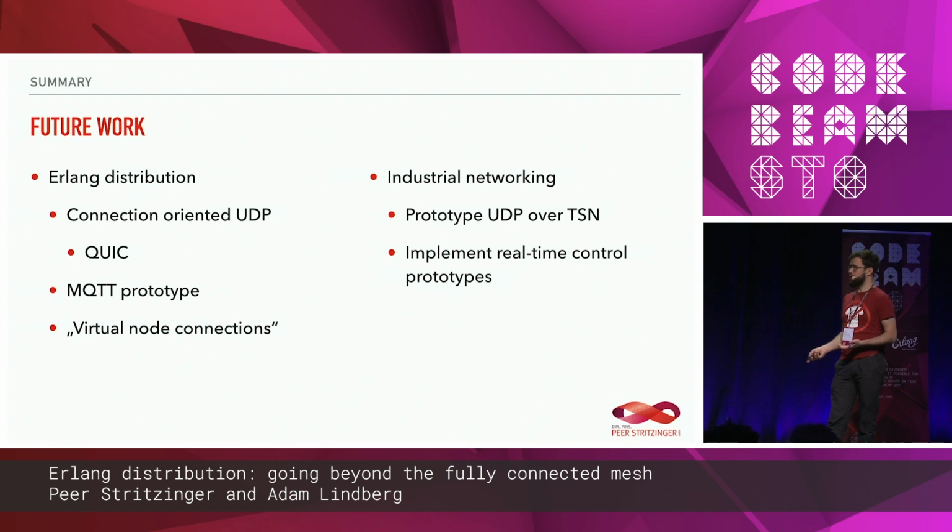So for future work, we're looking at connection-oriented UDP. Maybe this makes sense somehow. There are a few different implementations out there. One example is Google's QUIC protocol, which might actually be nice for Erlang distribution. We're looking at doing an MQTT prototype, trying out this kind of virtual node membership, having some centralized cloud management of Erlang distribution to see where that leads, where we use these virtual node connections and try to see if it's actually feasible to hide this from the application layer.